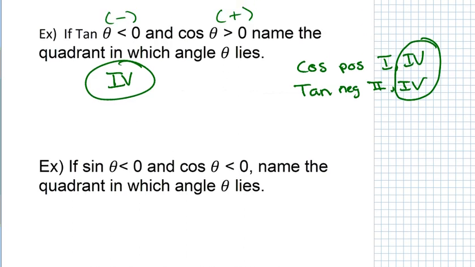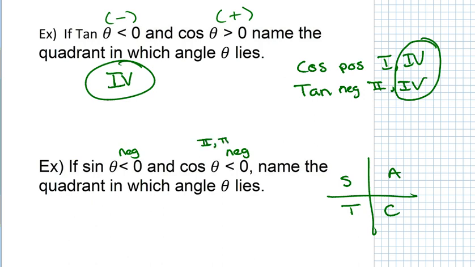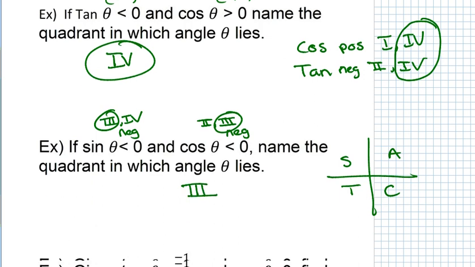If sine of theta is less than 0, which means negative, and cosine is less than 0, negative, name the quadrant in which the angle lies. Well, remember, all students take calculus. So basically, the cosine is positive in the first and the fourth, which means it's negative in the second and third. And the sine is positive in the first and second, which means it's negative in the third and the fourth. You look to where they overlap and notice they're both negative in the third quadrant, which means that's where the angle lies.